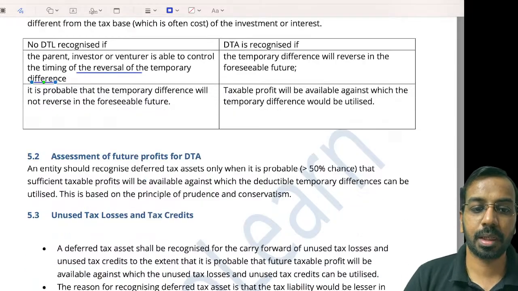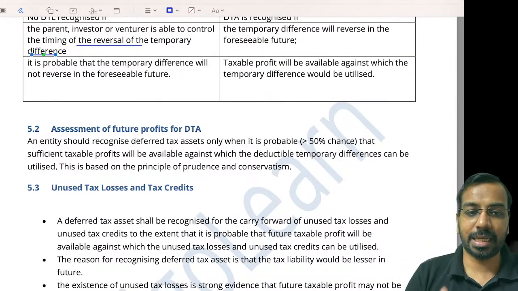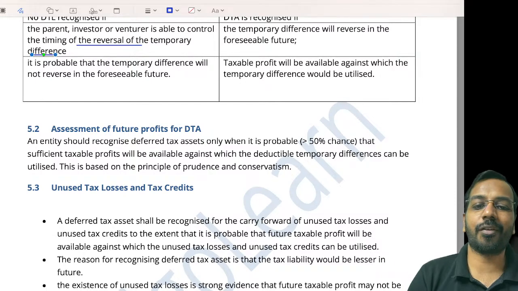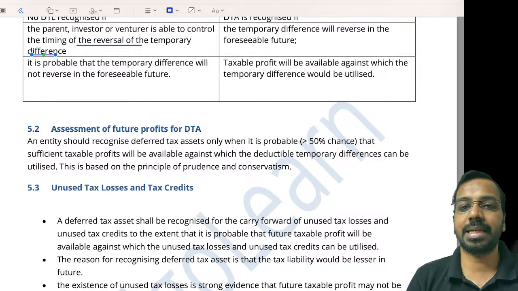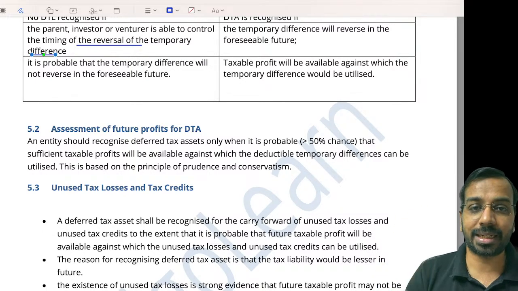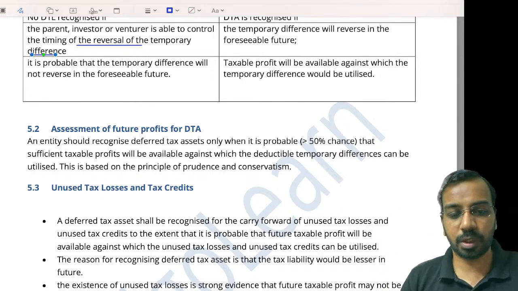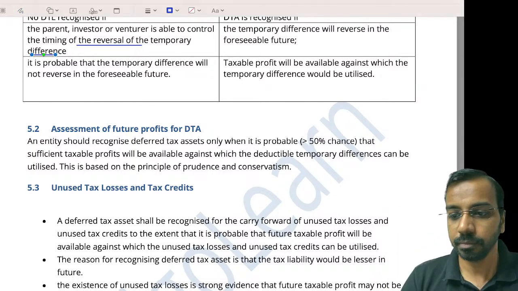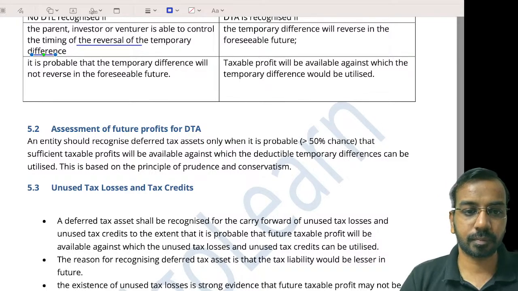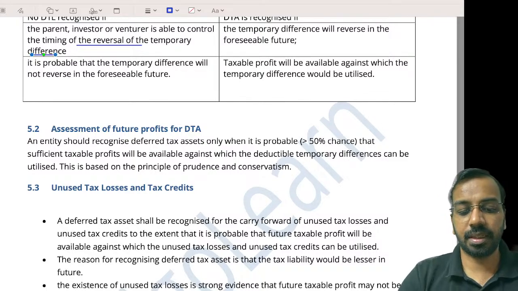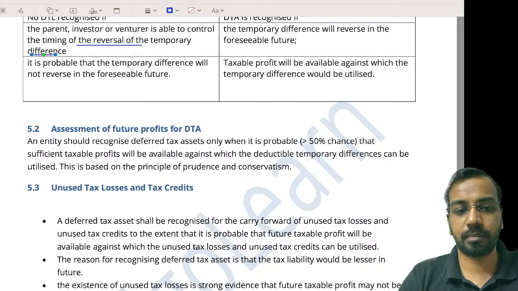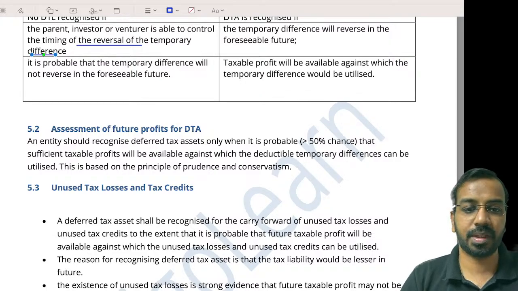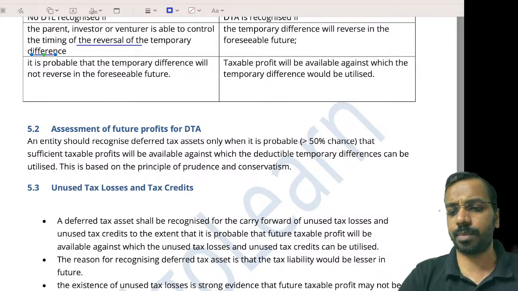Now, please understand the next aspect. When we talk about deferred tax asset, we are saying that we will get future economic benefits. Now, it may so happen that there is a deductible temporary difference for which you have recognized DTA. Let us say the deductible temporary difference is 1 lakh. DTA is 1 lakh into 30%. I am assuming 30% for simplicity.